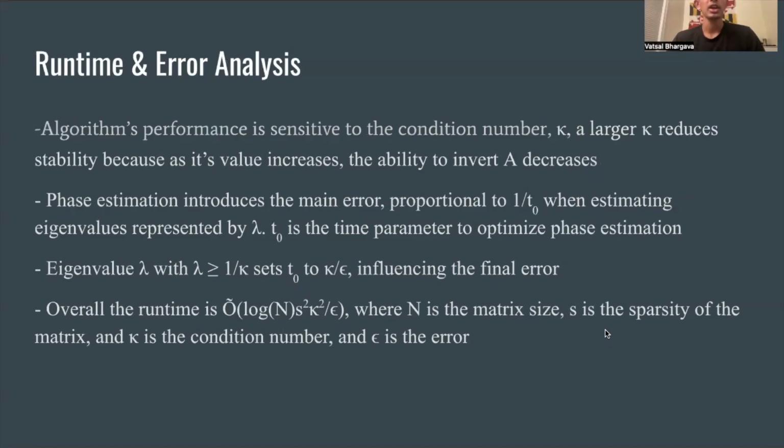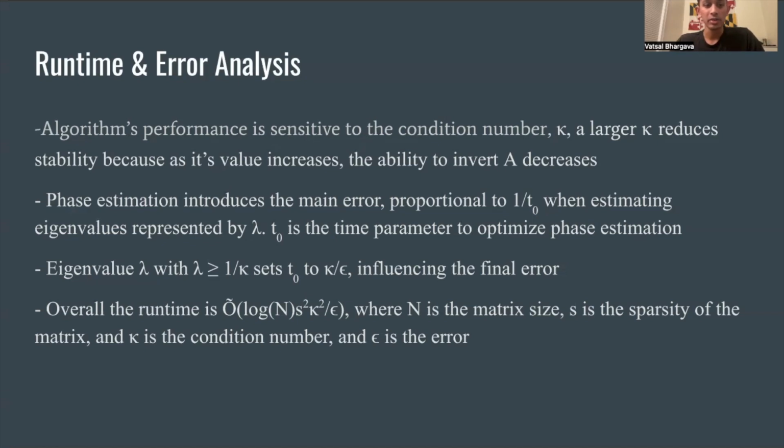So now to get into the runtime and error analysis of the algorithm. The algorithm's performance is sensitive to the condition number kappa. Kappa is a value given by A, which is the ratio of the largest eigenvalue to its smallest eigenvalue. A larger kappa reduces the stability of our solution because as its value increases, the ability to invert A also decreases. And phase estimation introduces the main error in this algorithm. It's proportional to 1 over t sub 0 when estimating our eigenvalues represented by lambda. And t sub 0 in this is a time parameter that optimizes the phase estimation.